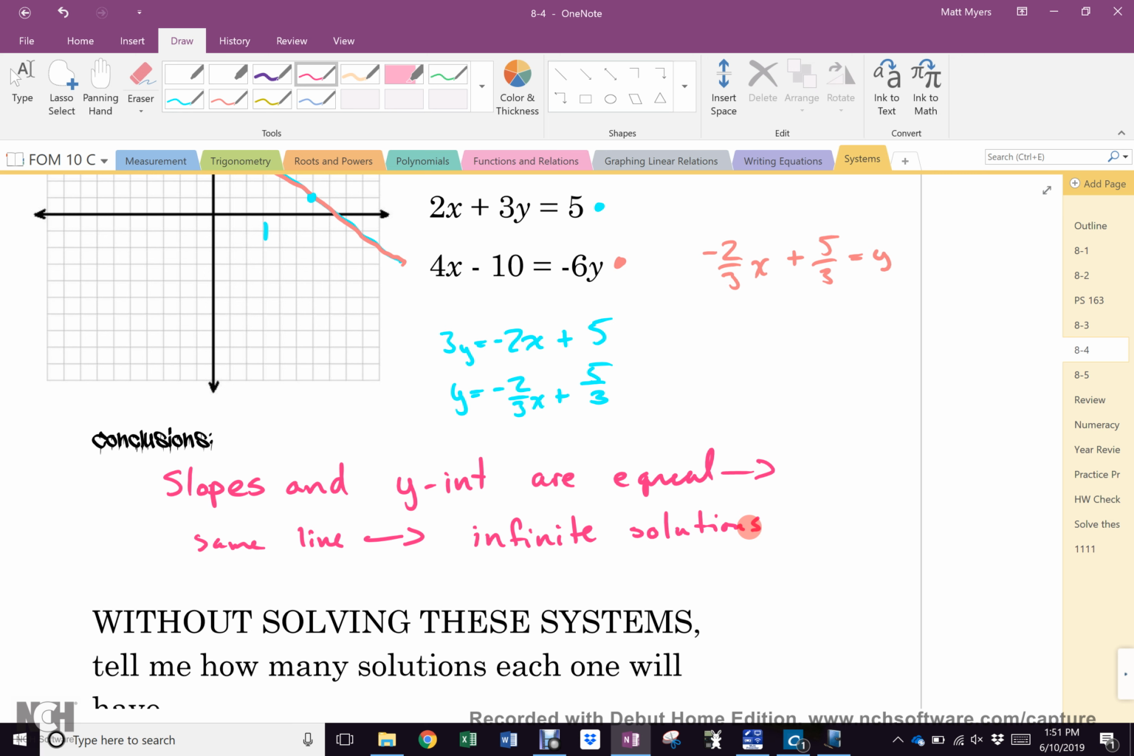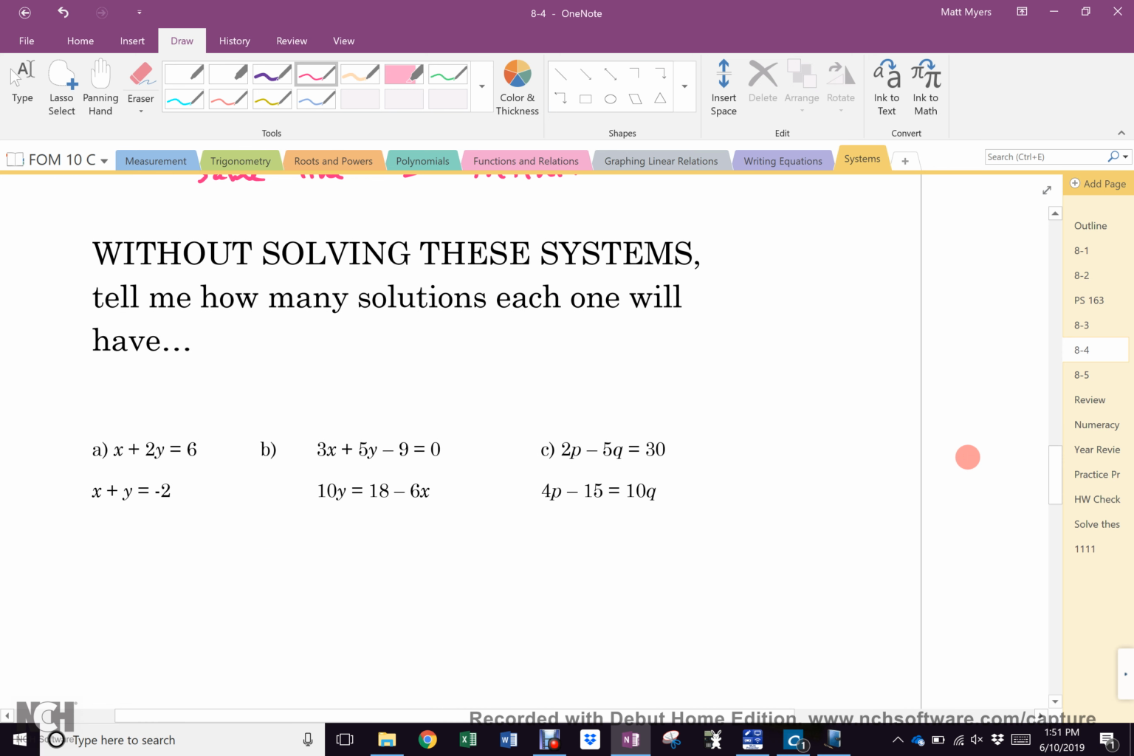And the y-intercept, yes? So here are 3 systems. Don't solve them. I don't want to know what x and y are. I just want to know if it's 1, 0, or infinite. So let's have a look at this one. Will it be 1, 0, or infinite? Look close. You can tell just by looking, but you may need to do a bit of algebra.